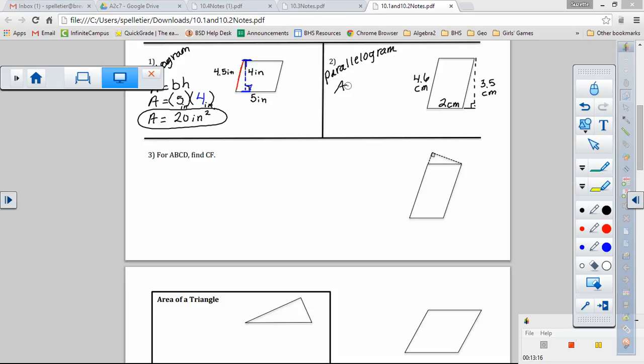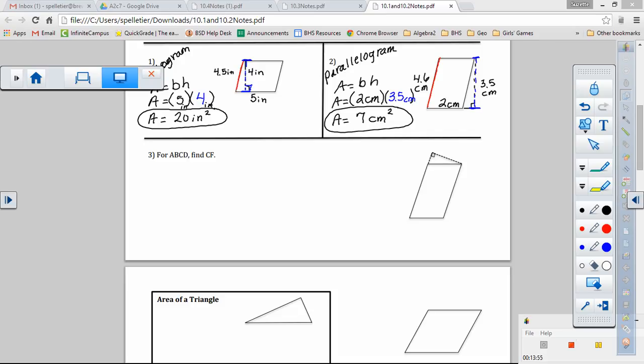Okay, area equals base times height. The base is 2 centimeters. Again, what's your choice for height? Is it this segment, which is a side, or is it the shortest distance between the top and the bottom? So I hope you said the shortest distance between the top and the bottom, 3.5 centimeters. When we multiply 2 times 3.5, we get 7. So the area is 7. And again, centimeters times centimeters is centimeters squared. So 7 centimeters squared. All right?